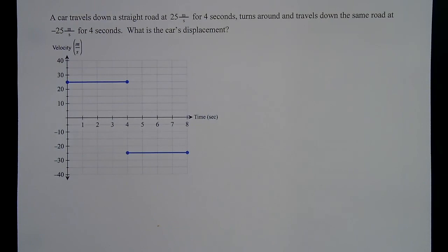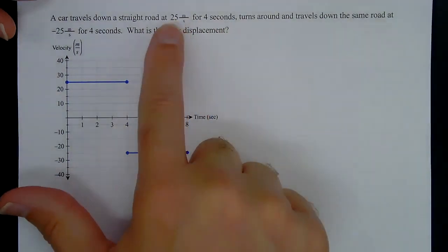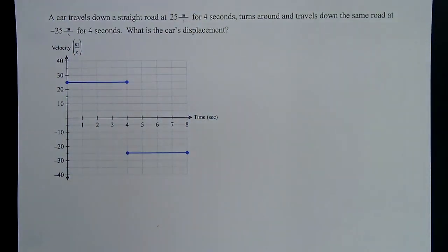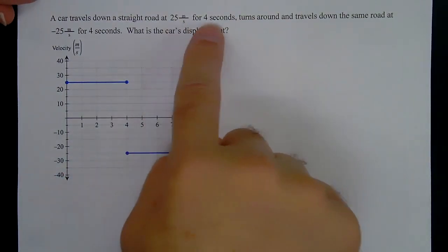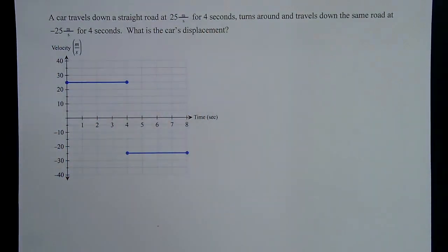This time a car travels down a straight road again, 25 meters per second for 4 seconds, but then it turns around and travels down the same road at negative 25 meters per second for 4 seconds. What we should realize is that these should cancel each other out, because we went the same amount of time at the same speed, going right and then going left. So we're back to where we started. This would be 100 meters to the right, and this would be 100 meters to the left.